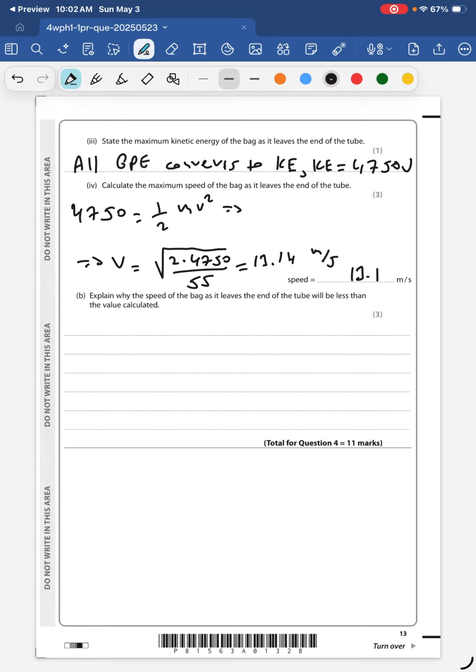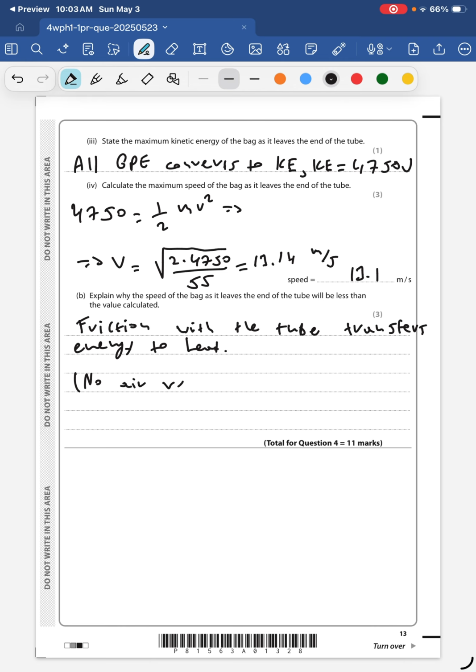Part B. Explain why the speed of the bag as it leaves the end of the tube will be less than the value calculated. So there will be friction. So friction with the tube transfers energy to heat. So this is going to be the answer. Do not write air resistance because it's a heavy bag inside the tube, so there is no air resistance. So I'm going to write it down. So no air resistance. Okay, so this is the answer. We can move on to the next question.